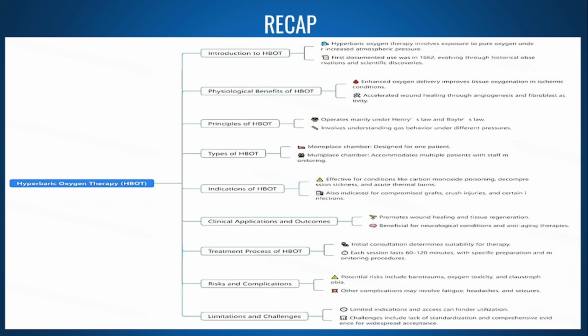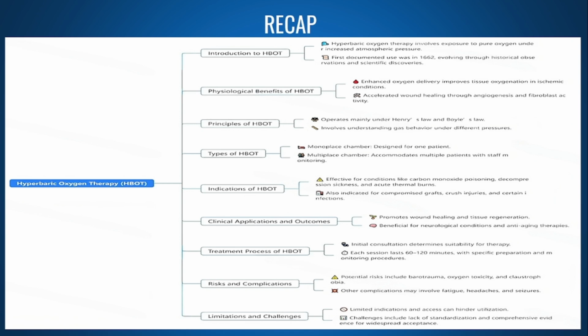Next, we saw the types of HBOT. There are two types of chambers: monoplace, for accommodation of one patient, and multiplace, for accommodation of multiple patients with staff monitoring. And we saw the indications, like carbon monoxide poisoning, decompression sickness, acute thermal burns, air gas embolism, compromised grafts, and crush injury.